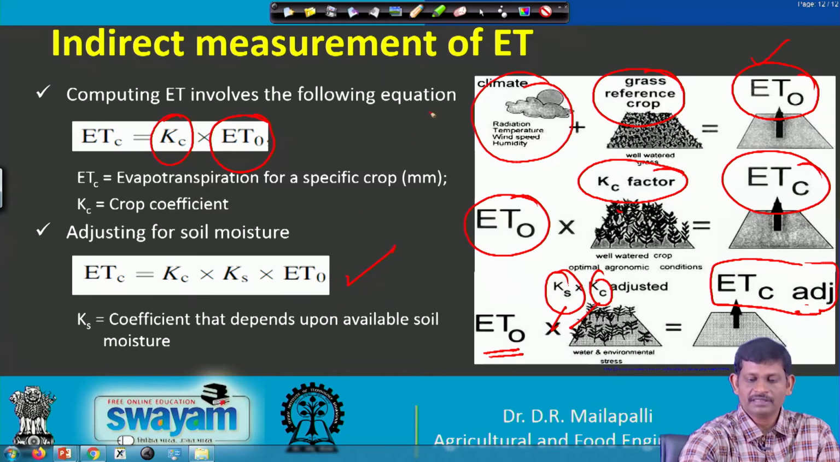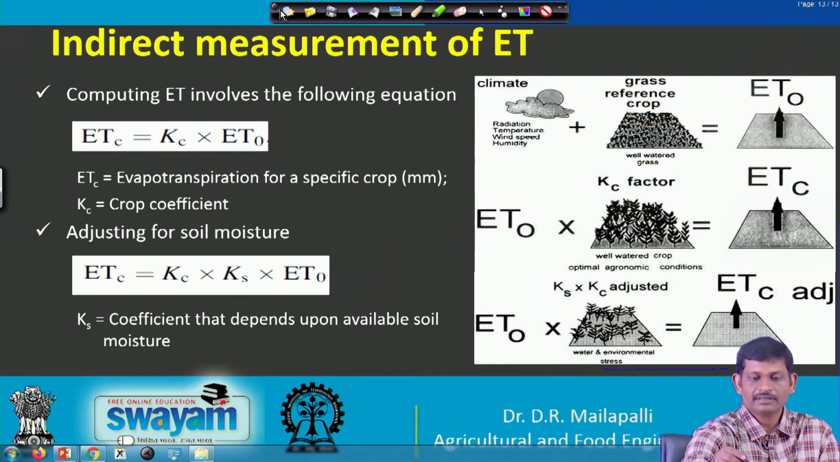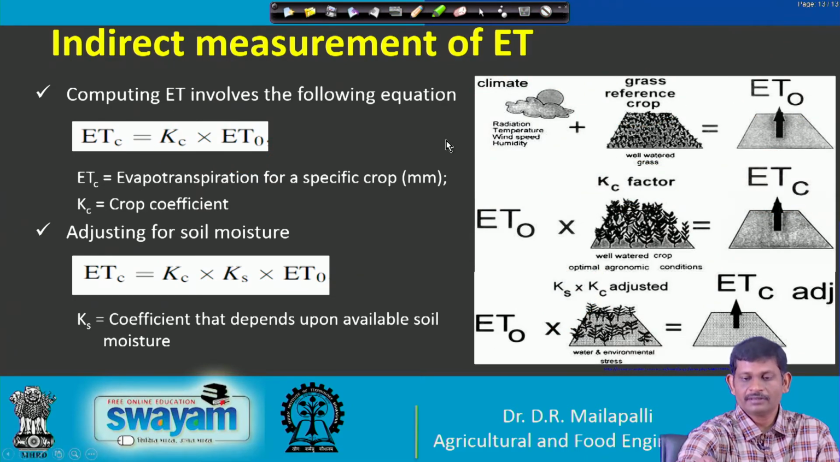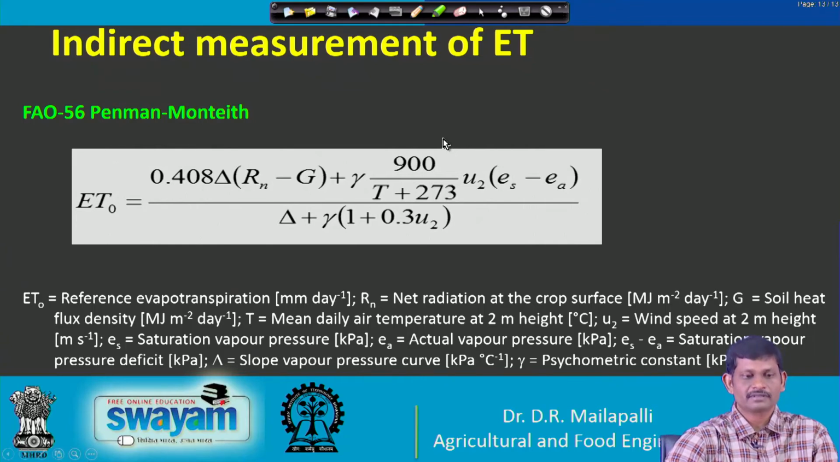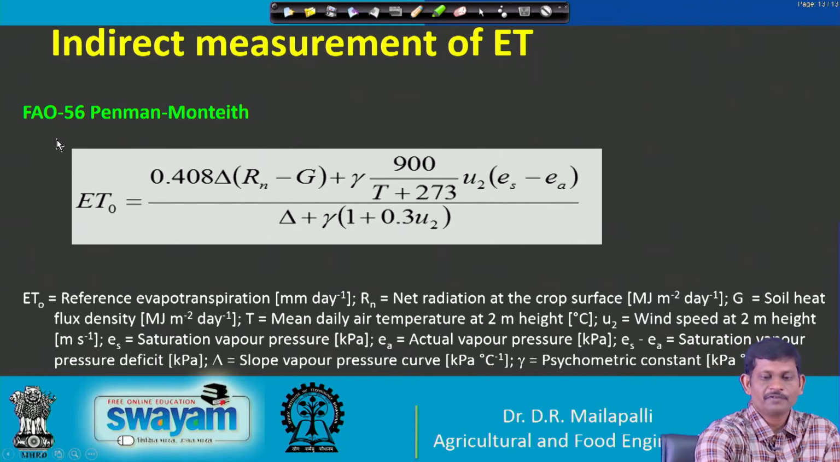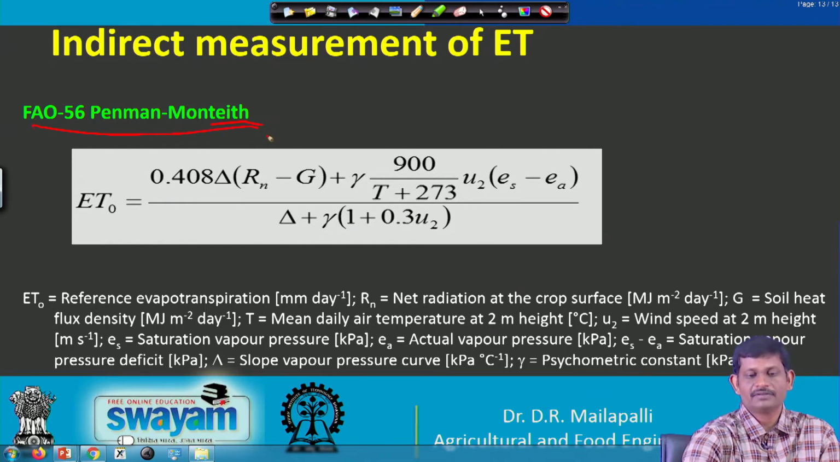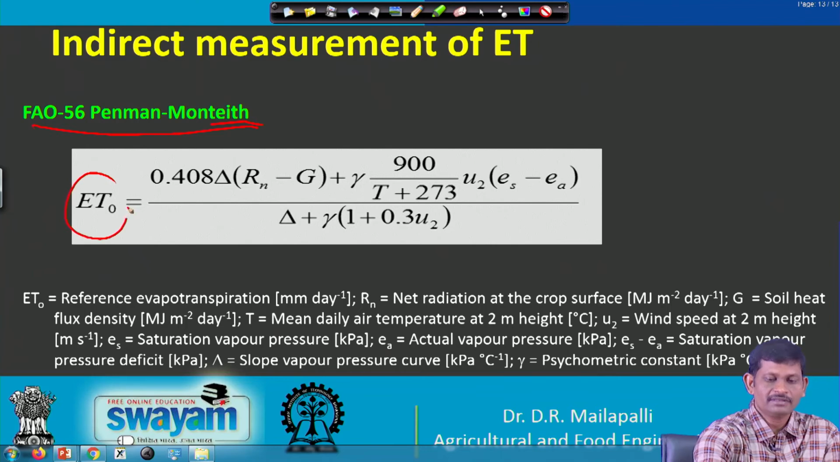So, how do you find out ET0? One method is the pan method, which I explained in the previous slide, and the other is using one of several equations. One of those equations is the FAO Penman-Monteith equation. This is a very famous equation and the most accurate estimation method for ET0. It is a combination method, combining radiation as well as temperature and humidity methods.